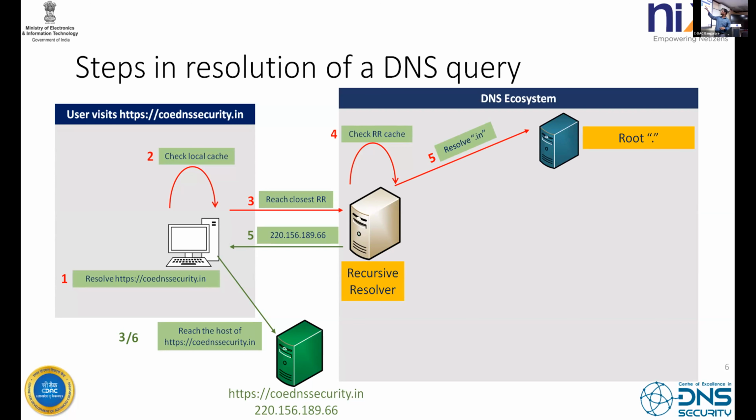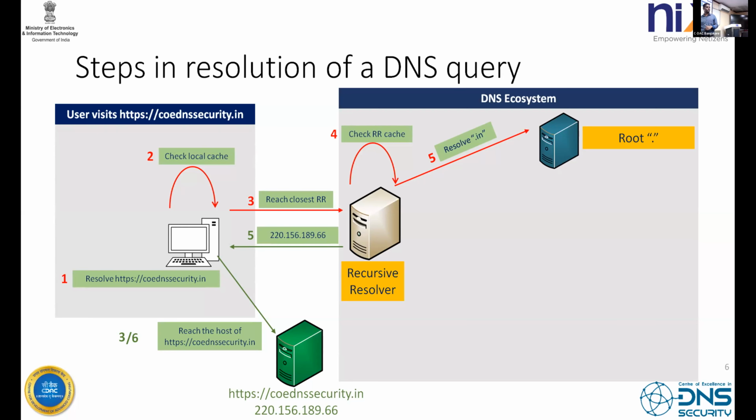It will start by querying the root server, which we call the dot, represented using a dot. The recursive resolver will ask the root server where exactly the .in is present. This is the domain name I'm looking for, codnsecurity.in.